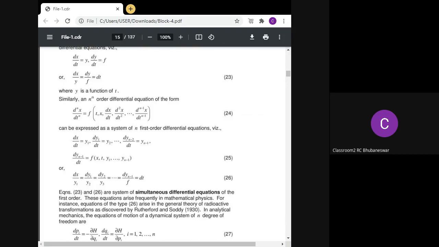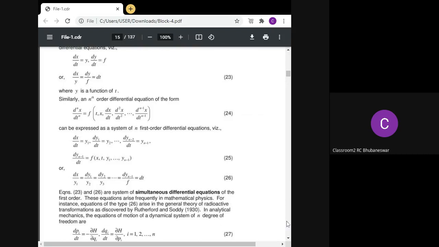The differential equations will be represented in that form: dx by dt equals y1, the first equation; dy1 by dt equals y2, the second equation. In that form, the last equation will be the derivative of y(n minus 1) by dt in the form of a function of x, t, y1 up to y(n minus 1). So exactly these are n first order differential equations developed from an nth order differential equation. All together these equations are known as simultaneous differential equations of first order.